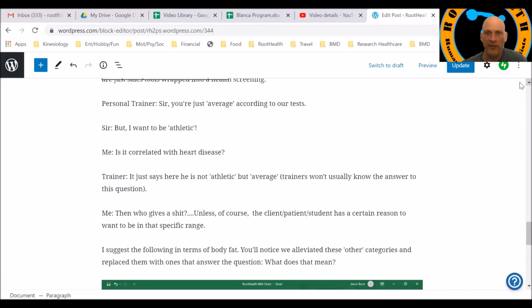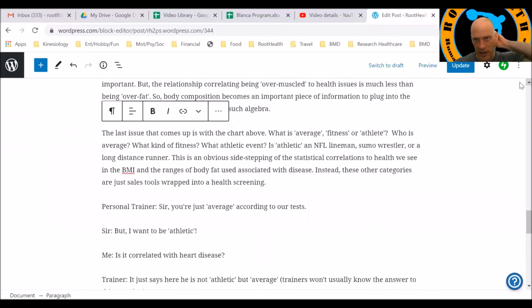So what we go on to say here is that there's an obvious sidestepping of the statistical correlations to health we see in the BMI and ranges of body fat used and associated with disease. Instead, these other categories are just sales tools wrapped into a health screening. So for example, let's take the following scenario.